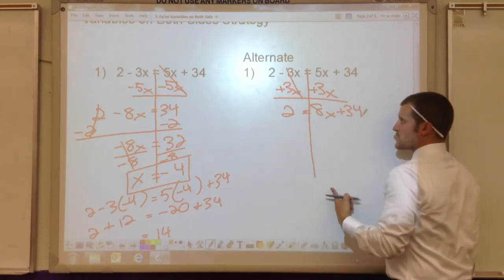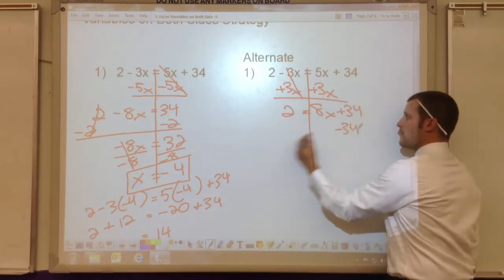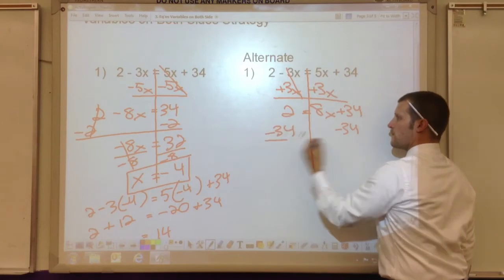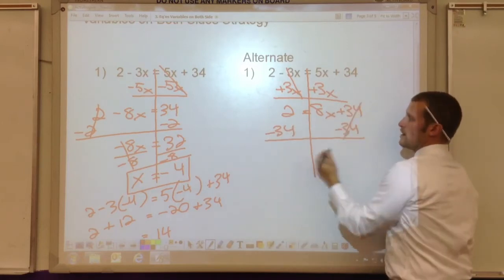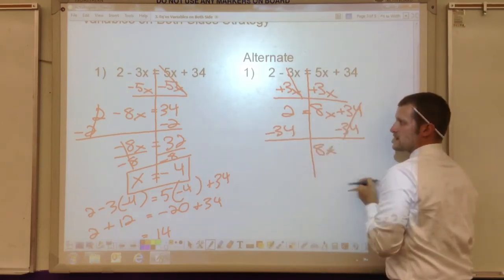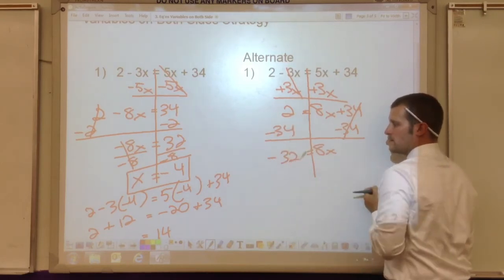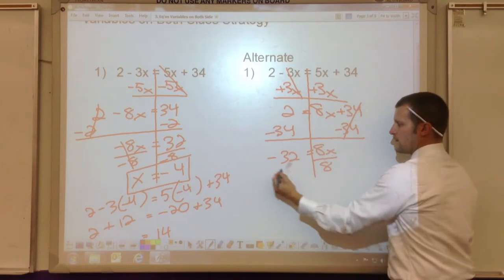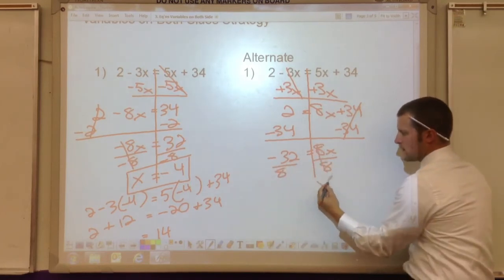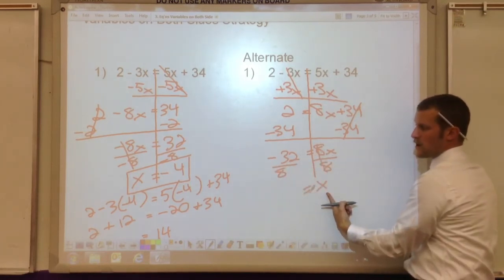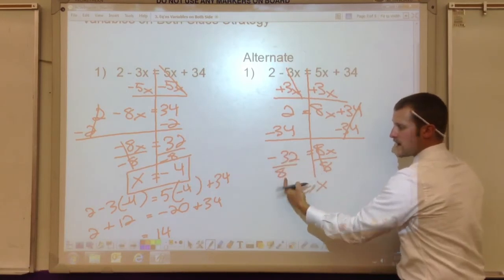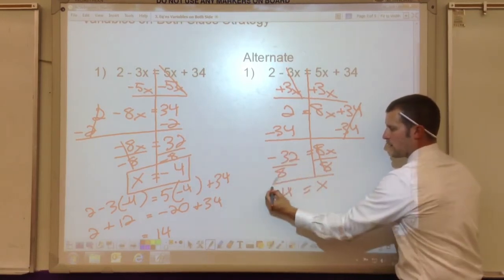The rest of this is just like normal. Minus 34, minus 34. These cancel. All that's left over here is 8x. 2 minus 34 makes negative 32. Divide. Cancel. X is all alone, which is what we want. Negative 32 divided by 8 gives us negative 4.